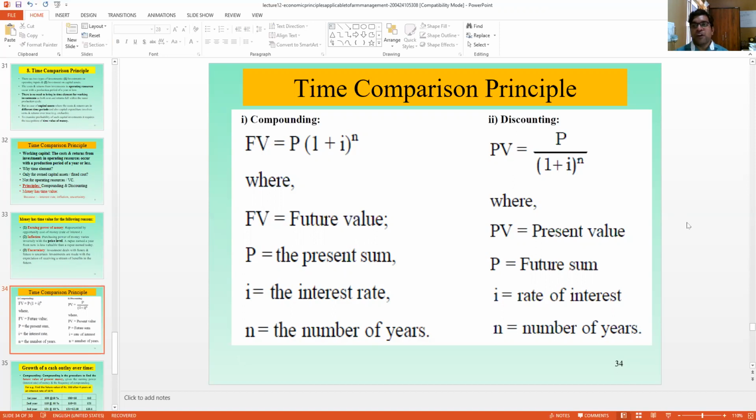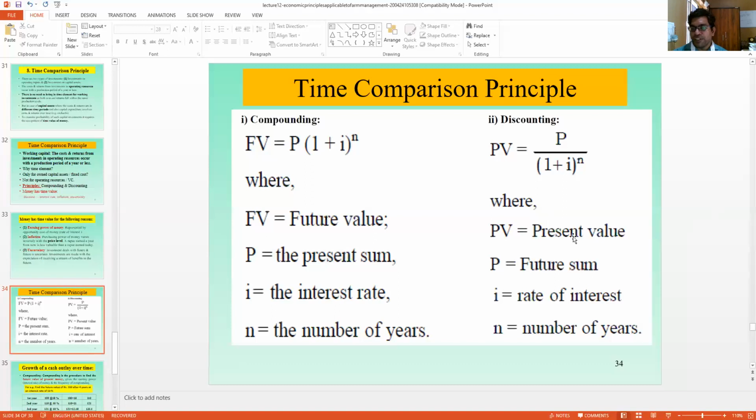What is the present value of future money? Right now, you are doing your graduate studies, right? You are in undergraduation. After some 2 or 3 years, you will be getting a salary. So after 3 years, if you are going to get a salary of 40,000 rupees, what is the present value of that future salary? So present value, PVD, present value of future money.